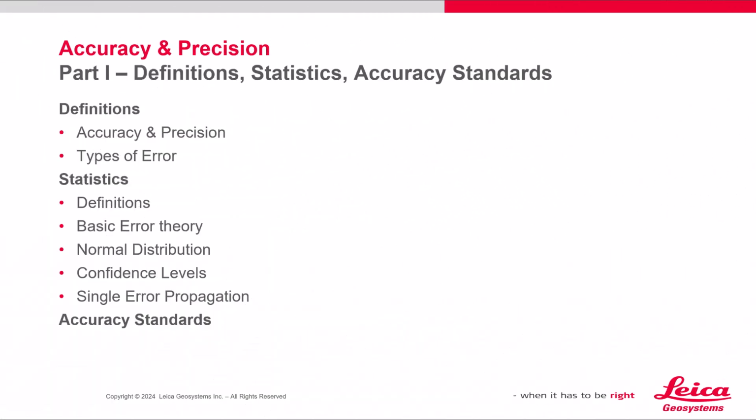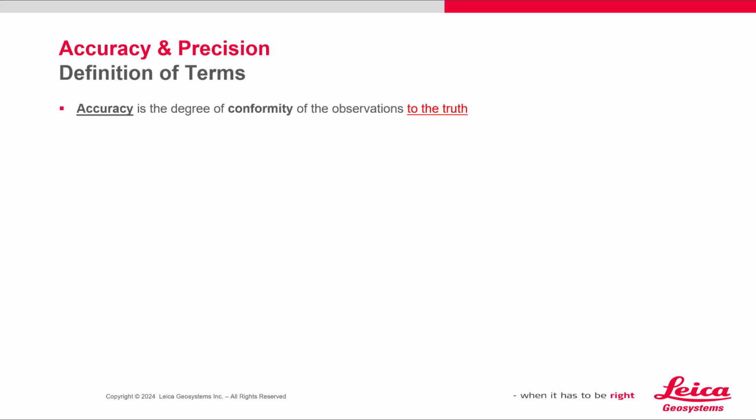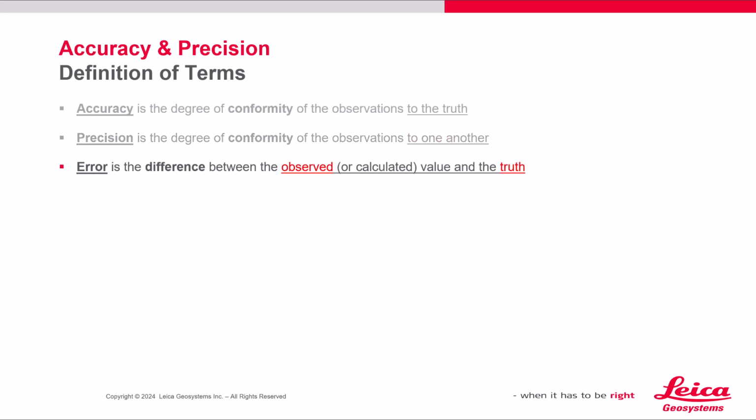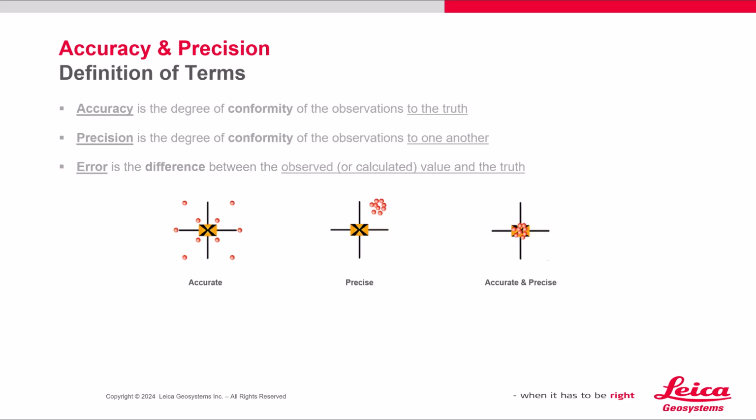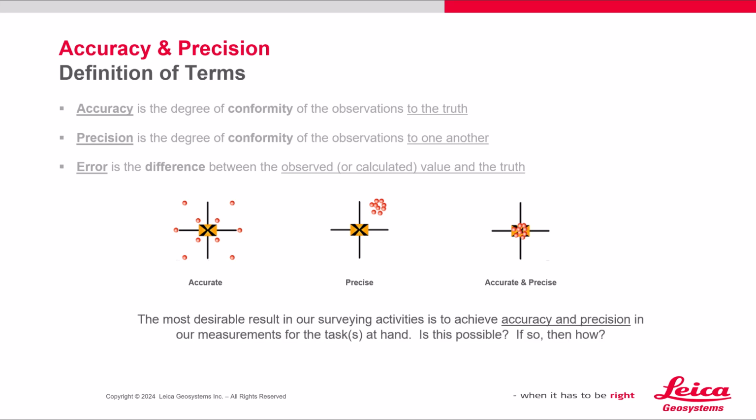This is part 1 of accuracy and precision. We're going to cover definitions, statistics, and accuracy standards. Accuracy is the degree of conformity of the observations to the truth. Precision is the degree of conformity of the observations to one another. An error is the difference between the observed or calculated, in some cases, value and the truth. Some examples are here. We're going to go through these in much more detail. The most desirable result is this accurate and precise here.